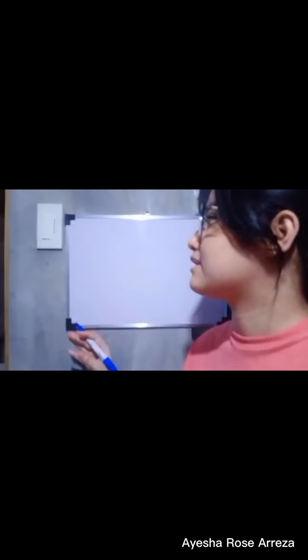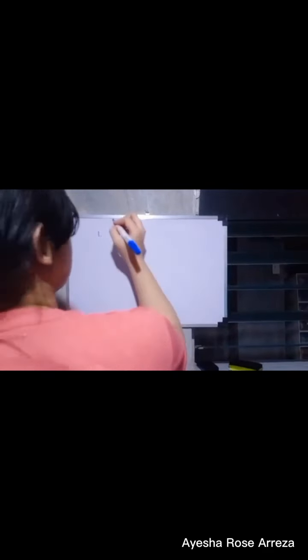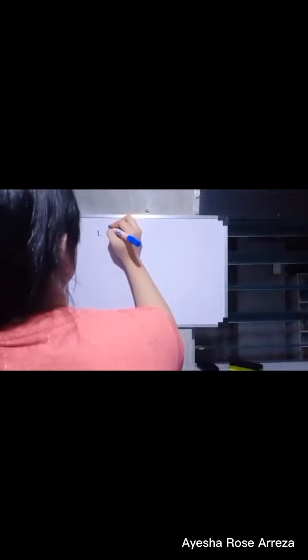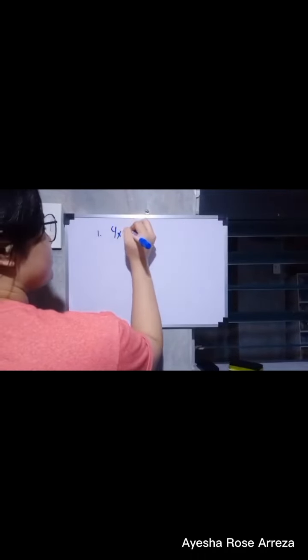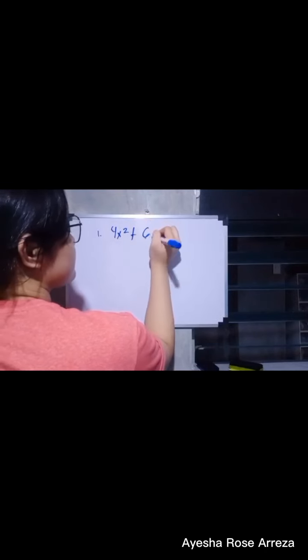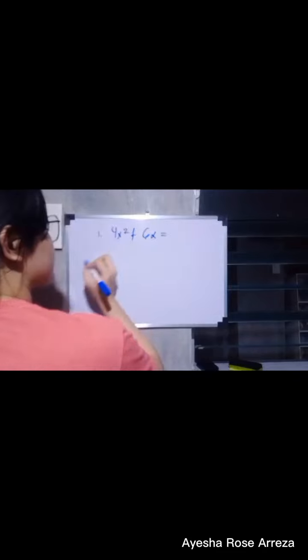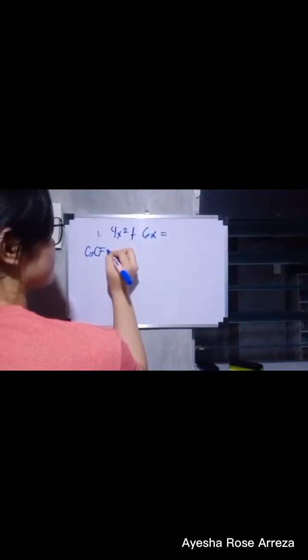How can we get the common monomial factor? That also goes the same for my other members. Okay, so my only example here would just be 4x squared plus 6x. And here we need to get first the GCF.